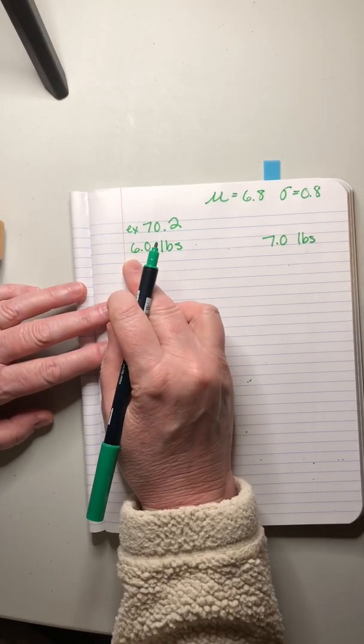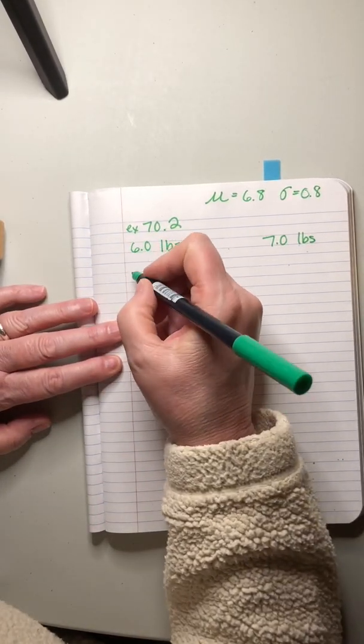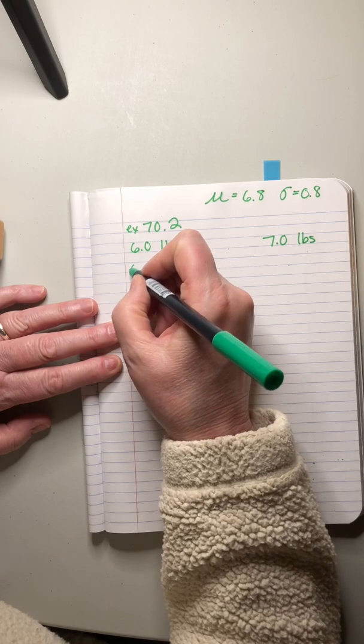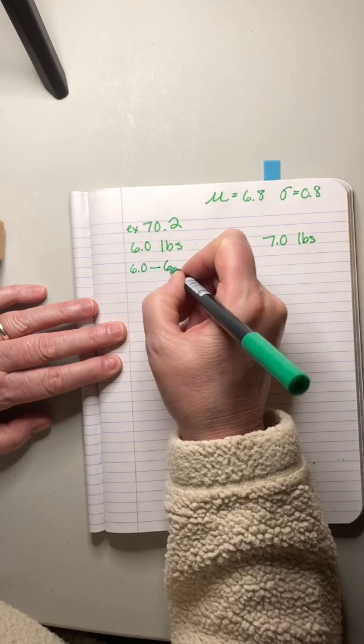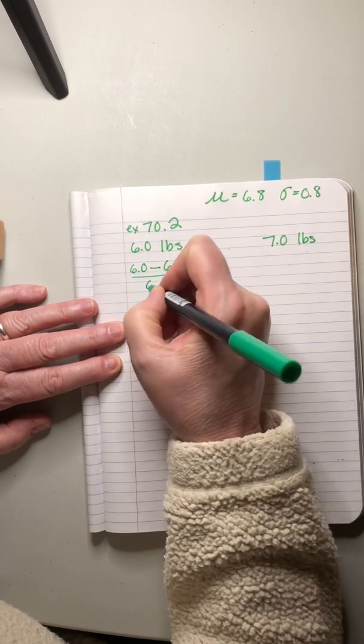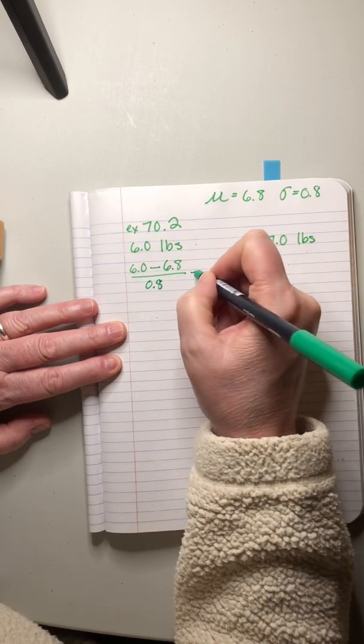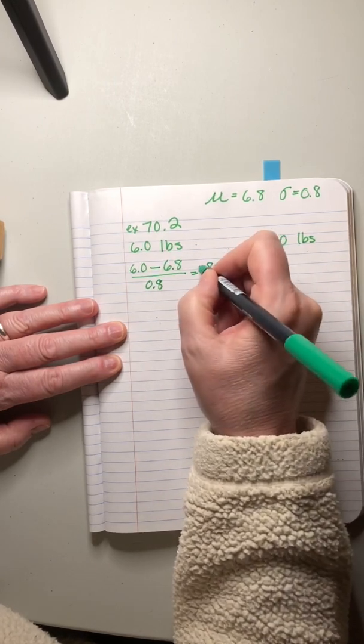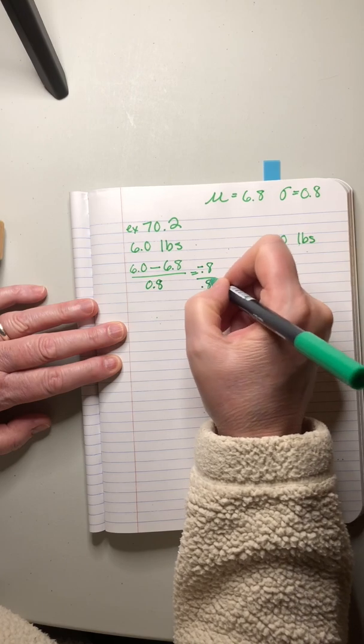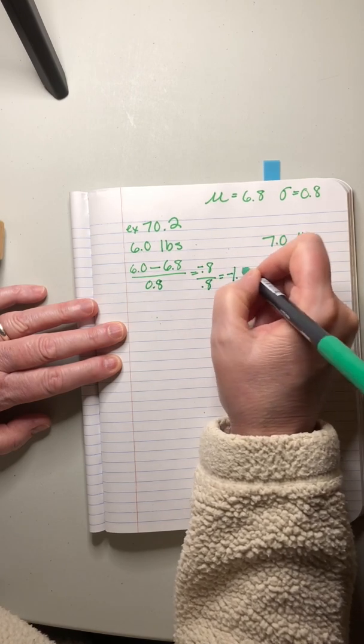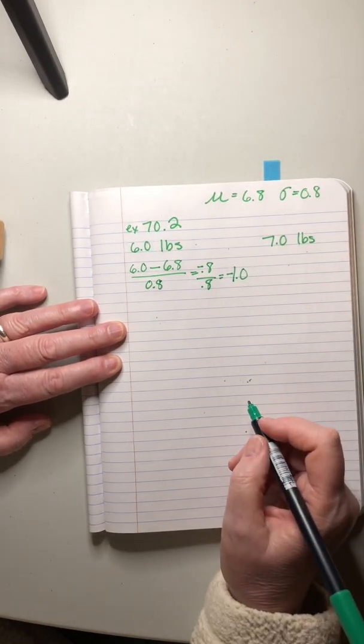All right, so at 6 pounds, we need to calculate our z-score. That would be 6.0 minus 6.8 divided by 0.8. Okay, that is negative 0.8 over 0.8. So that means it's negative 1.0. Make sense?